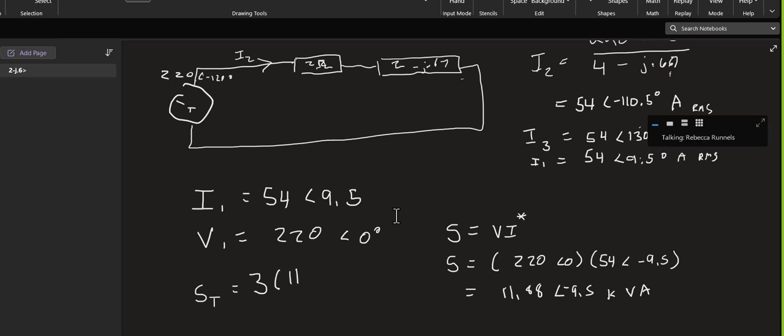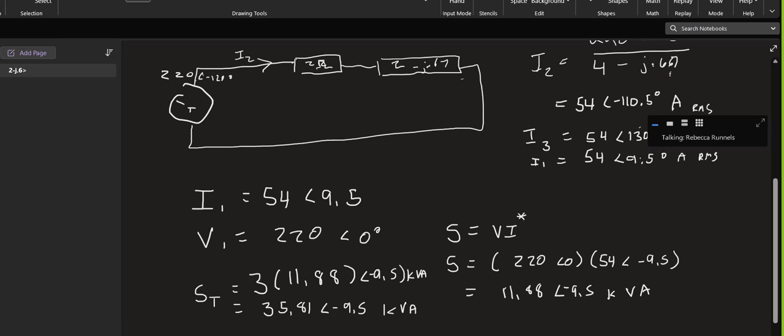So we'd have 3 times 11.88 angle negative 9.5 kilovolt amperes, or 35.81 angle negative 9.5 kVA. Okay, so questions on that? The next one we're going to do is finding, given voltage as in a, just given one of the phases, finding the other phases. But if you have a question other than that, yes.